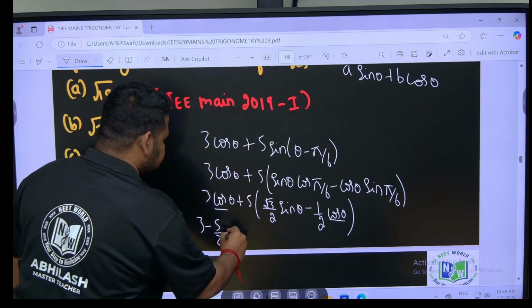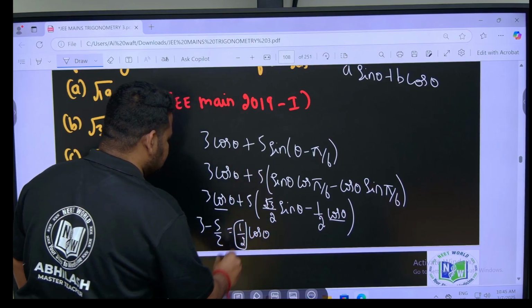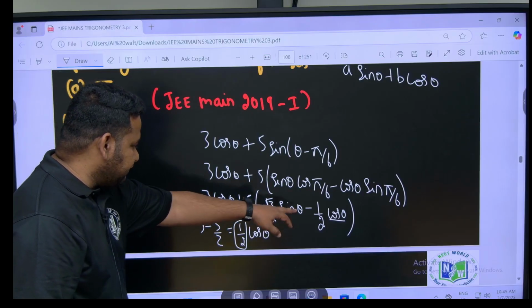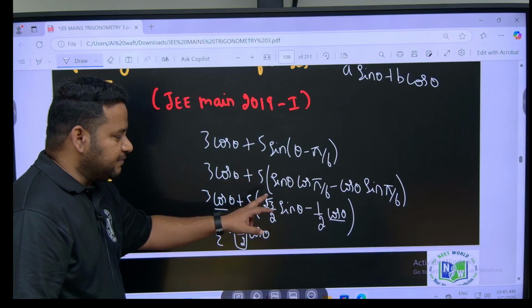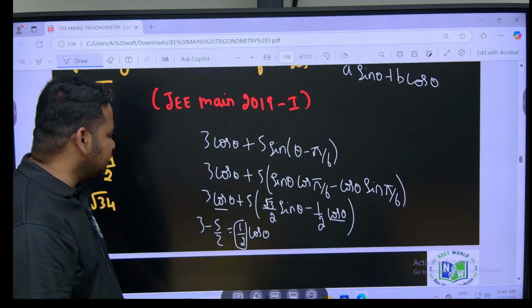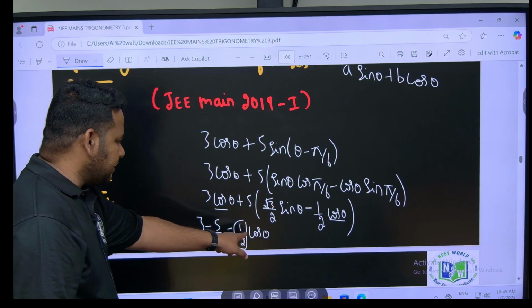That is nothing but 1 by 2 cos theta. In terms of cos it is 1 by 2 cos theta. So 3 minus 5 by 2: if you multiply with 5, you are getting minus 5 by 2. So 3 minus 5 by 2 is what, friends? 3 minus 5 by 2 is 6 minus 5, that is 1 by 2. So you are having 1 by 2 cos theta.